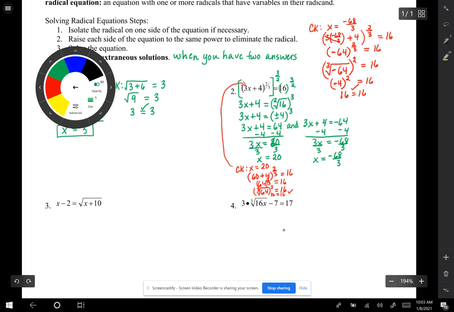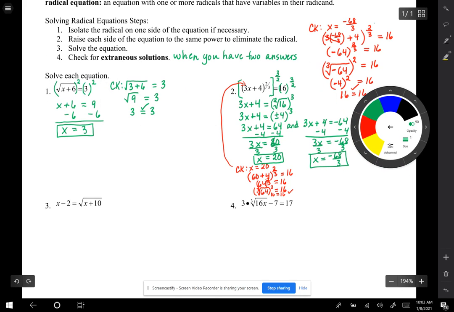So you have two answers here. We have x equals 20 and x equals negative 68 thirds. So both of them are solutions. Okay, now let's do example number 3.